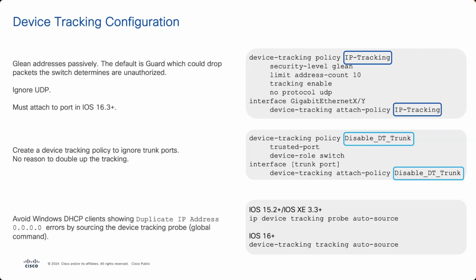So it is two different commands. iOS 15.2 and up or iOS XE 3.3 and up use the IP device tracking probe auto-source. So it just auto sources from the SVI for that. In iOS 16 and up, it changed to the device tracking auto-source command.